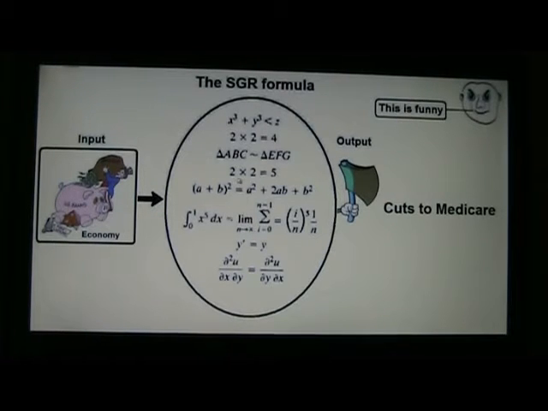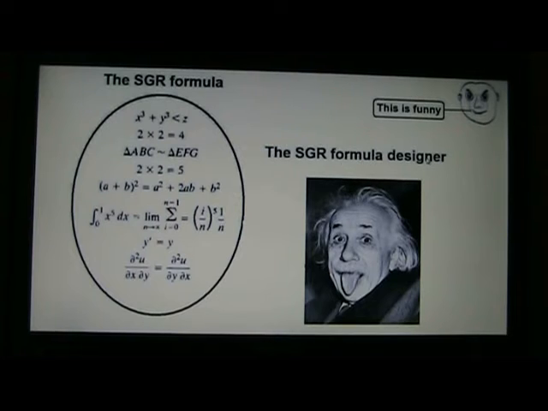Now this is maybe a little bit of a joke here. This is what the SGR formula looks like. The input is the economy, which is not in very good shape right now. And the output is cuts to Medicare. And this fellow says this is funny. Now this is the designer of the SGR formula, and they only let him out at night.